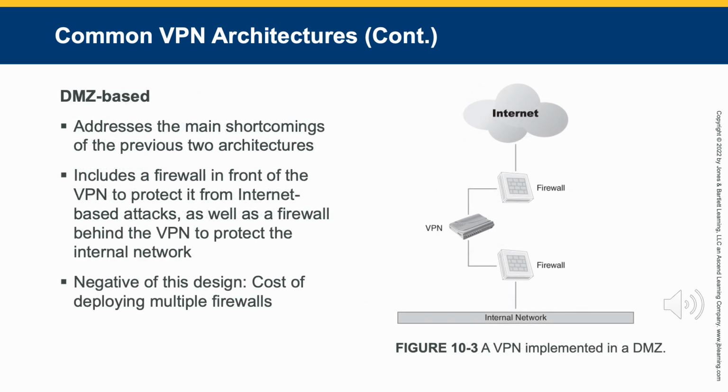DMZ-based addresses the main shortcomings of the previous two architectures. It includes a firewall in front of the VPN to protect it from internet-based attacks, as well as a firewall behind the VPN to protect the internal network. The negative of this design is the cost of deploying multiple firewalls.